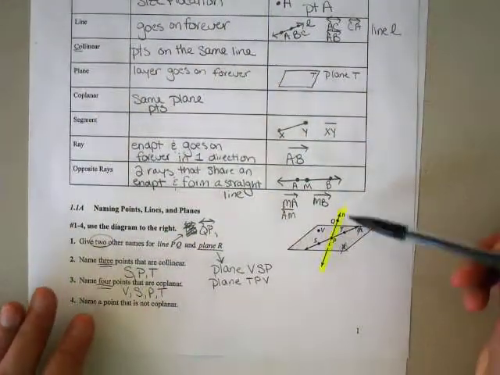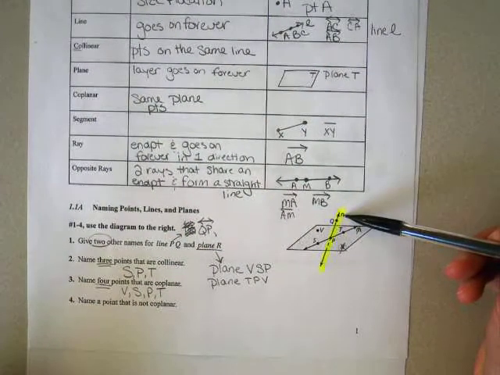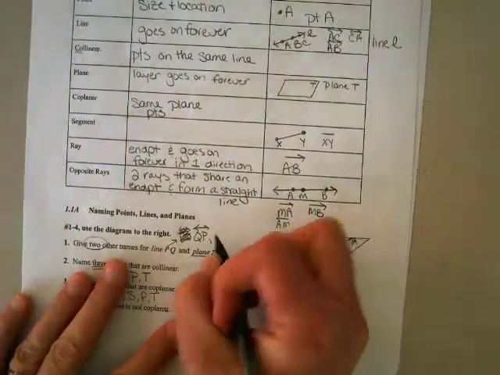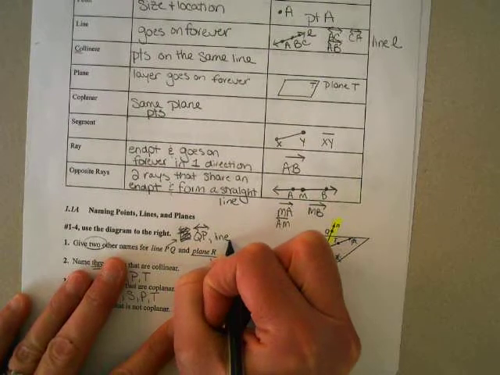And look at this little letter right here. If there's a little letter on the end, what you have to do is say line, and then the letter. And typically you'll see it as a lowercase.